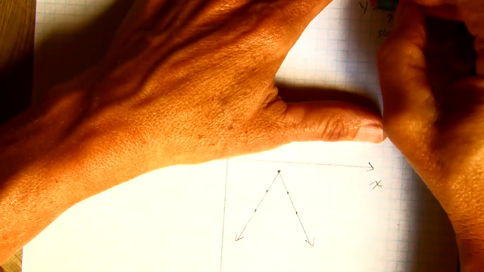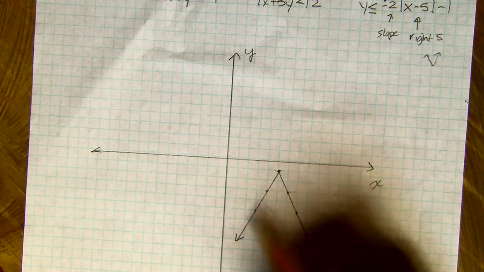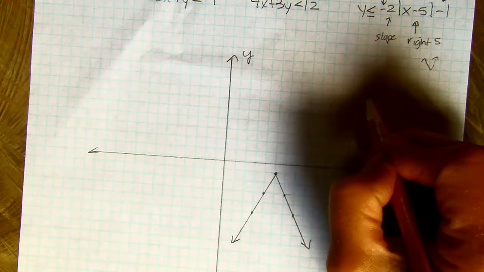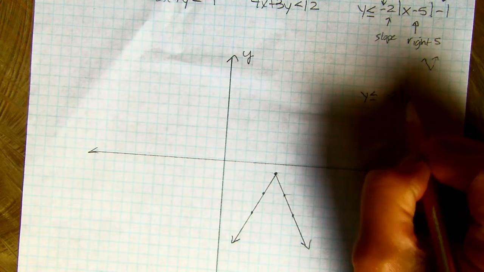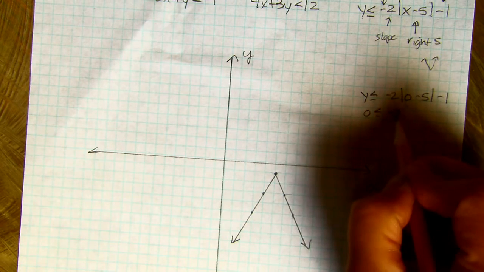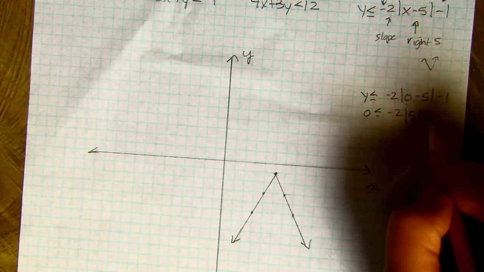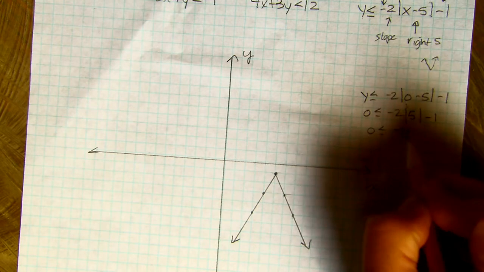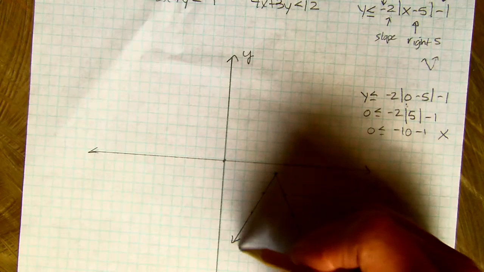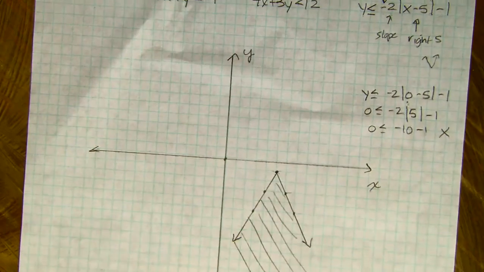And, whoops, let's call that less than or equal to. That'll make it convenient since I graphed a solid line. And I'm going to check 0, 0. Zero is less than or equal to -2 times the absolute value of -5, which is 5. So 0 is less than or equal to -2 minus 1? No. So I don't want to shade. 0, 0 is not in the solution region. So everything under here must be in my solution region.